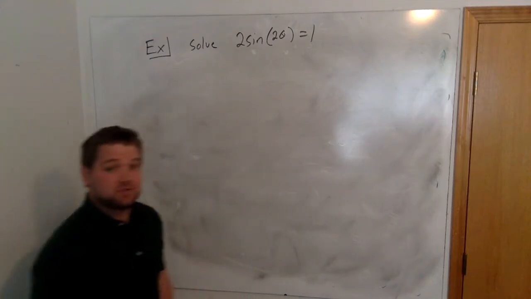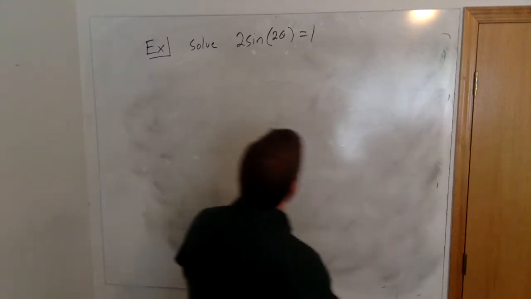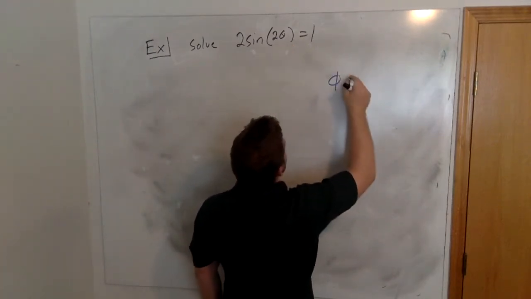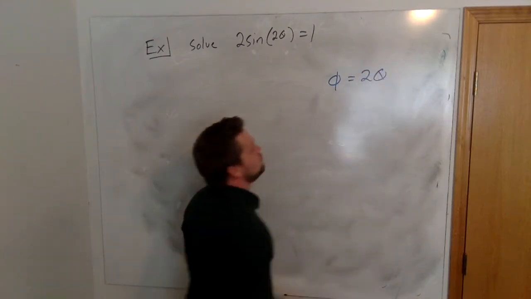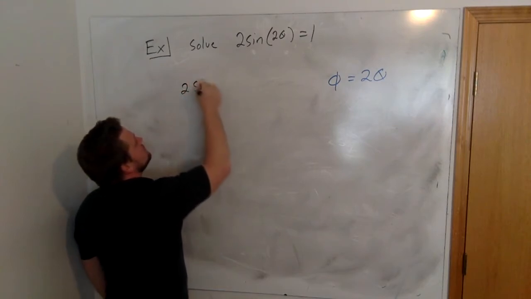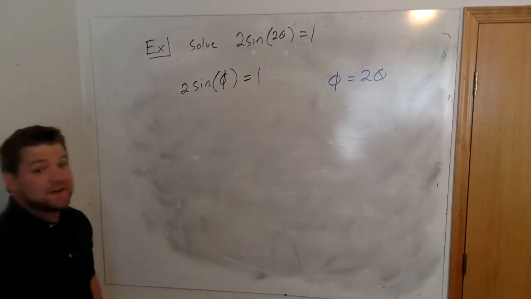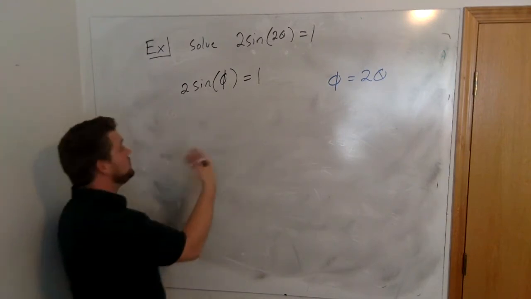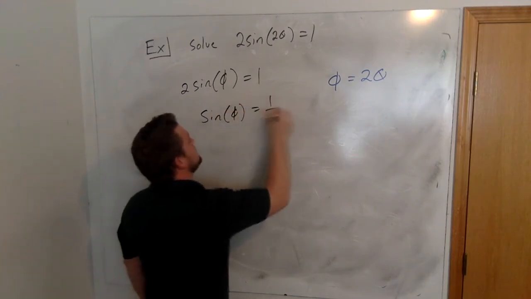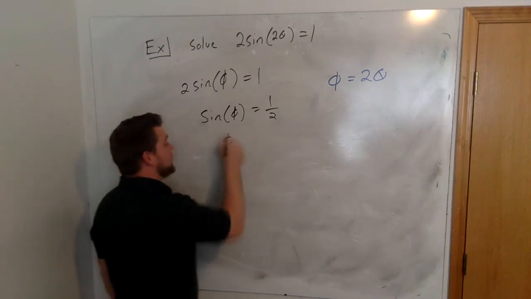What I like to do, just to make sure we don't make any mistakes, is I like to make a substitution. So you don't have to do this, but I think it helps alleviate mistakes. Let's let phi be the same thing as 2 theta and make a substitution. So let's say here that 2 times sine of phi is equal to 1. And so now we're going to go ahead and solve for phi. Okay, we could divide both sides by 2. So we'd have that sine of phi would be equal to 1/2. Okay, we could do sine inverse of both sides.